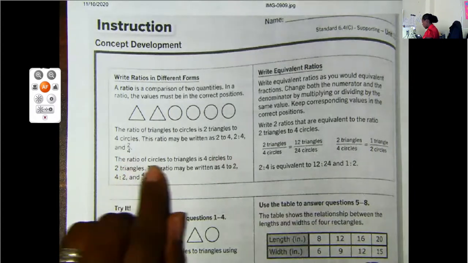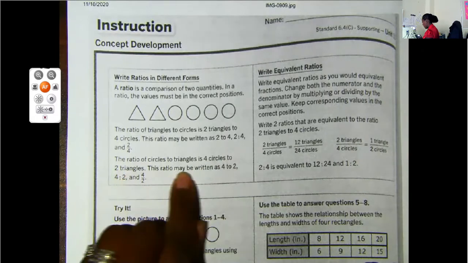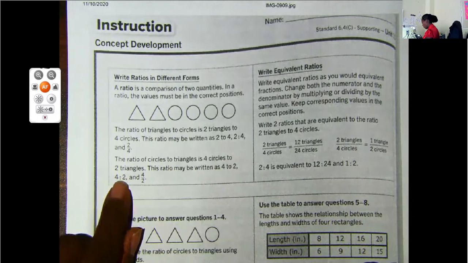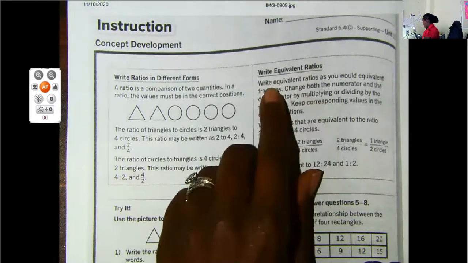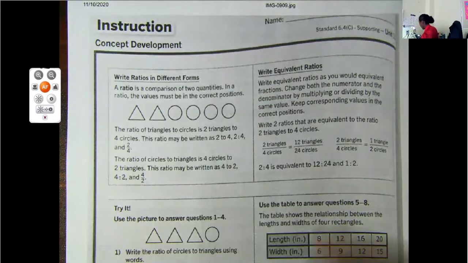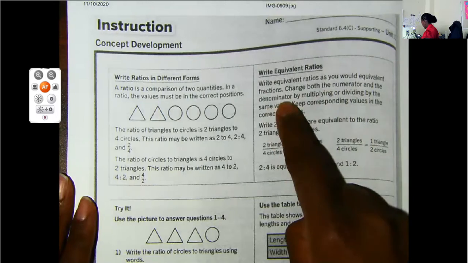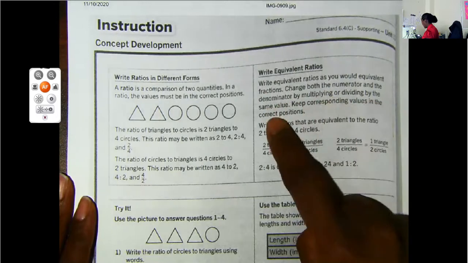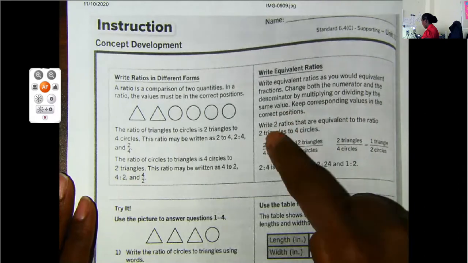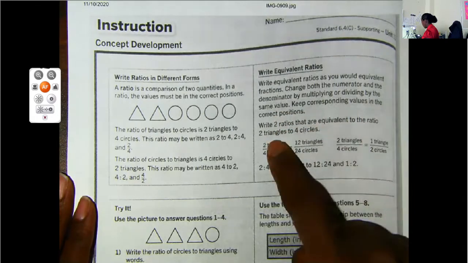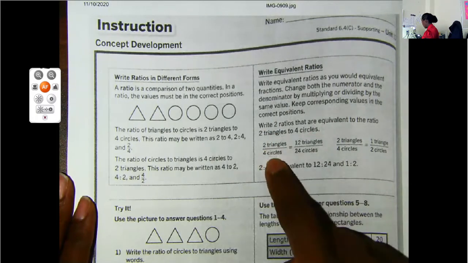The ratio of circles to triangles is 4 circles to 2 triangles. This ratio may be written as 4 to 2, 4 to 2, and 4 over 2. Writing equivalent ratios. Write equivalent ratios as you would equivalent fractions. Change both the numerator and the denominator by multiplying or dividing by the same value. Keep corresponding values in the correct positions. Write 2 ratios that are equivalent to the ratio 2 triangles to 4 circles. So they said 2 triangles, 4 circles.